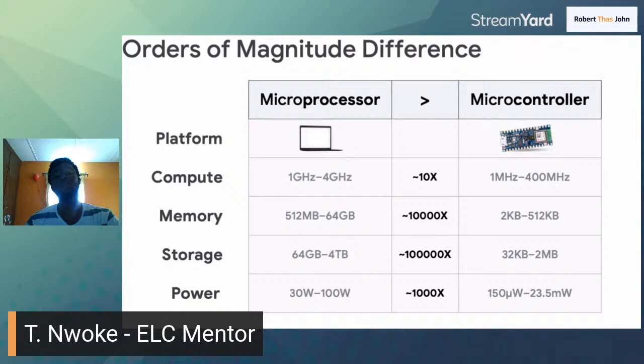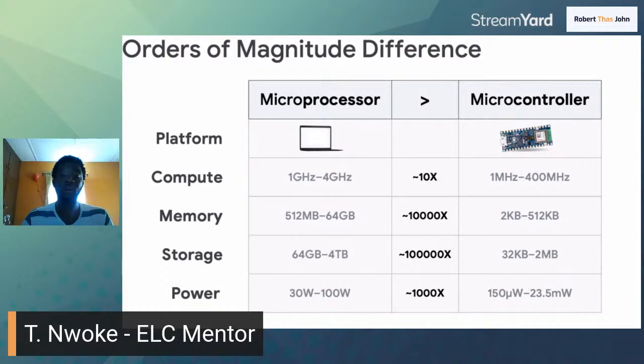You can see the compute requirements for a microprocessor is usually around 1 gigahertz to 4, and that is a large amount compared to that of a microcontroller, which runs at 1 megahertz to like 400 megahertz. That is already a 10x difference between them, as you can see. You can see this is 10x greater because if you go from the gigahertz to mega values of the SI unit, you can see the difference is already large enough, right?